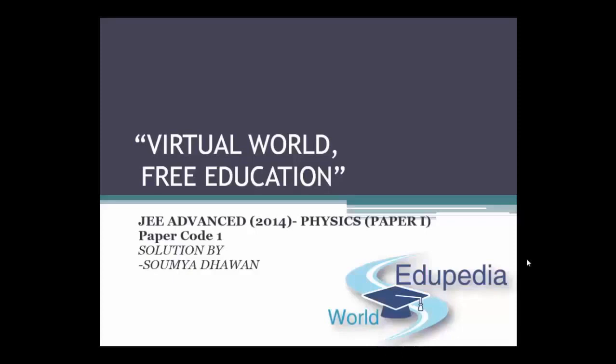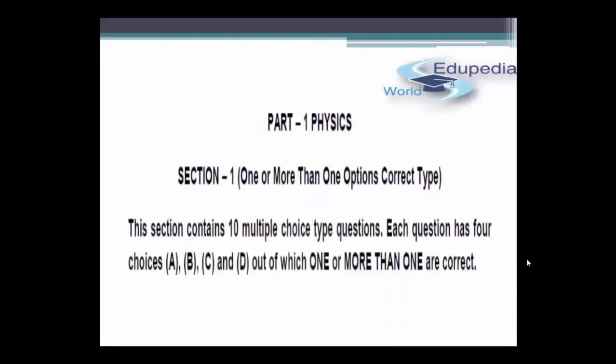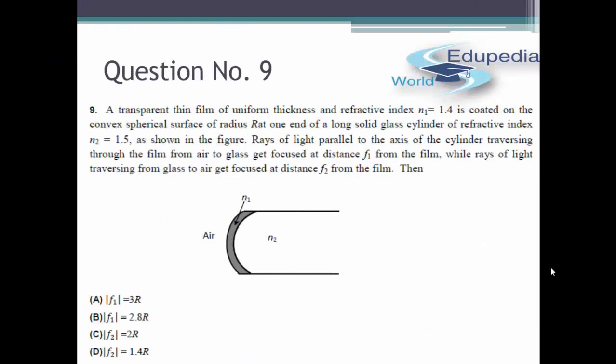In this video, we'll discuss solutions to problems in the first paper of the 2014 JEE Advanced Physics question paper. I'll be following questions as they fall in code 1, but in any other code, the questions will just be shuffled up so you can match them for yourself. Let's move on to question 9.